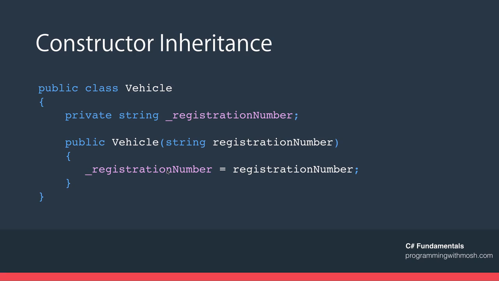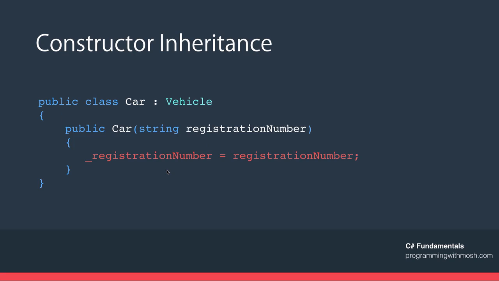Now let's say we would like to create a class that derives from vehicle. So our class can look like this: a car class that derives from vehicle. Note that I have redefined a constructor with a string parameter for the registration number here. The reason for that is, even though we defined a constructor in the vehicle class, it's not going to be inherited by the car class. So we need to redefine that constructor here.